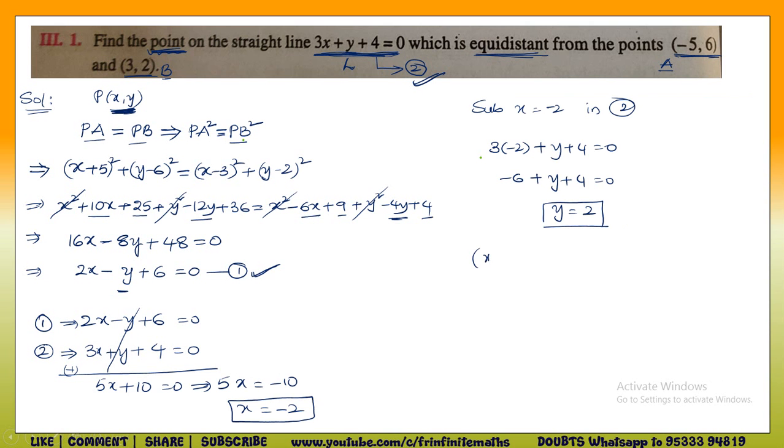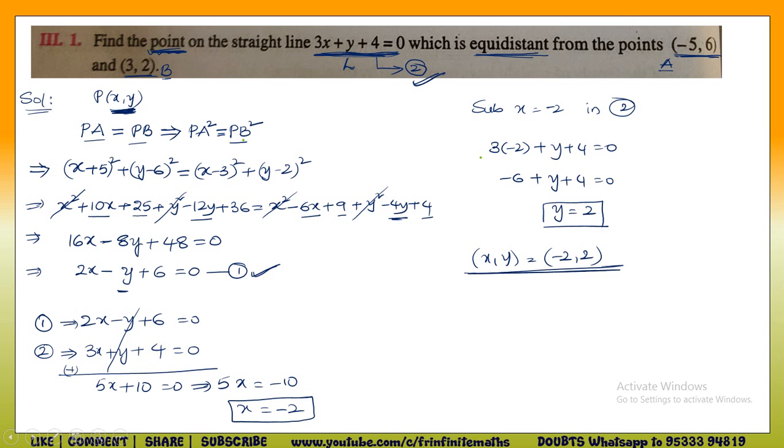Now this particular x comma y is given as minus 2 comma 2. Hence this is nothing but the point which is equidistant from these 2 points A and B, as well as lying on this particular line 3x plus y plus 4 is equal to 0. So to find that particular point, we have obtained 2 conditions because it is in 2 variables, right? That's why we require a minimum of 2 equations to solve that. The first equation we obtained from the given question, and the second one by taking the equidistant concept, right? I hope you have understood this, right?